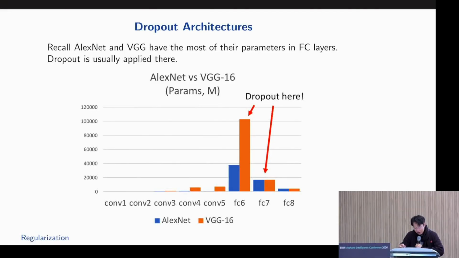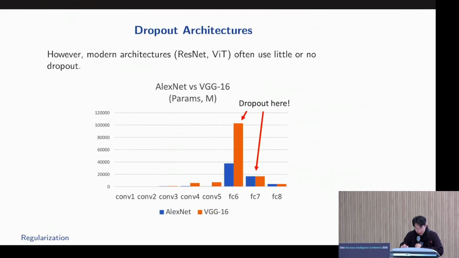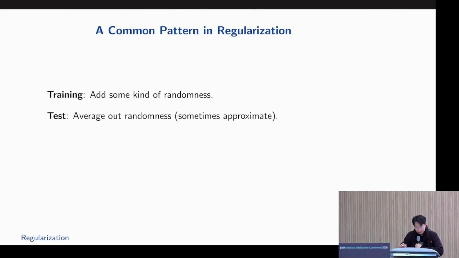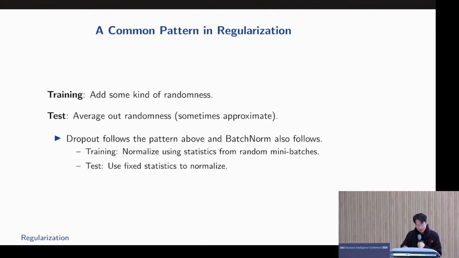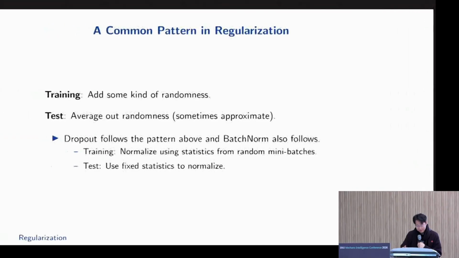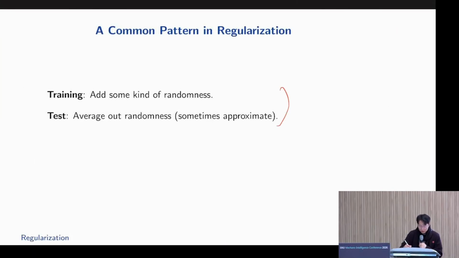All right, so dropout used to be famous when people went really, really deep in stacking the layers for convolutional neural networks, but modern architectures don't really use dropout. So the common pattern is that during training time, you add some kind of randomness, and during test time, you average out the randomness. We're going to see more instances of this when we also talk about data augmentation.